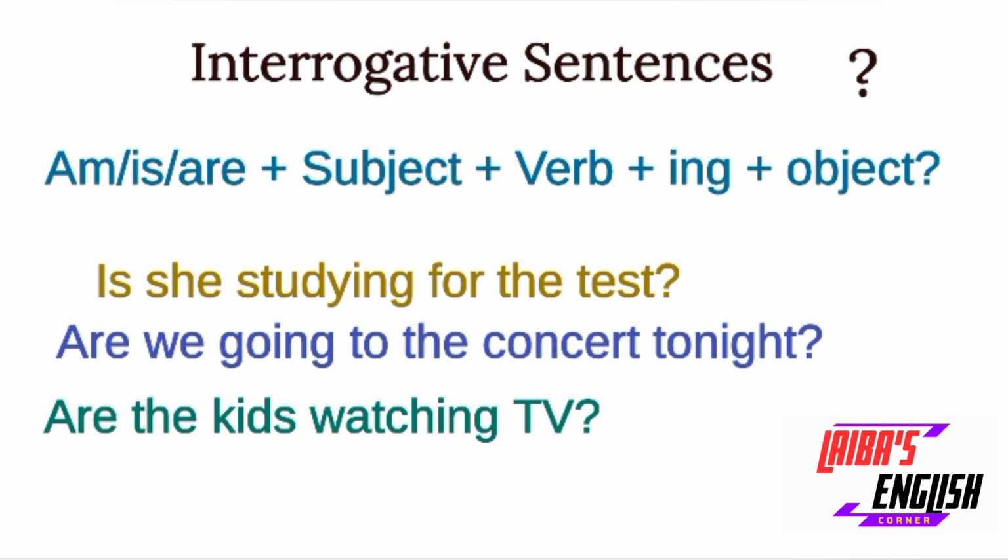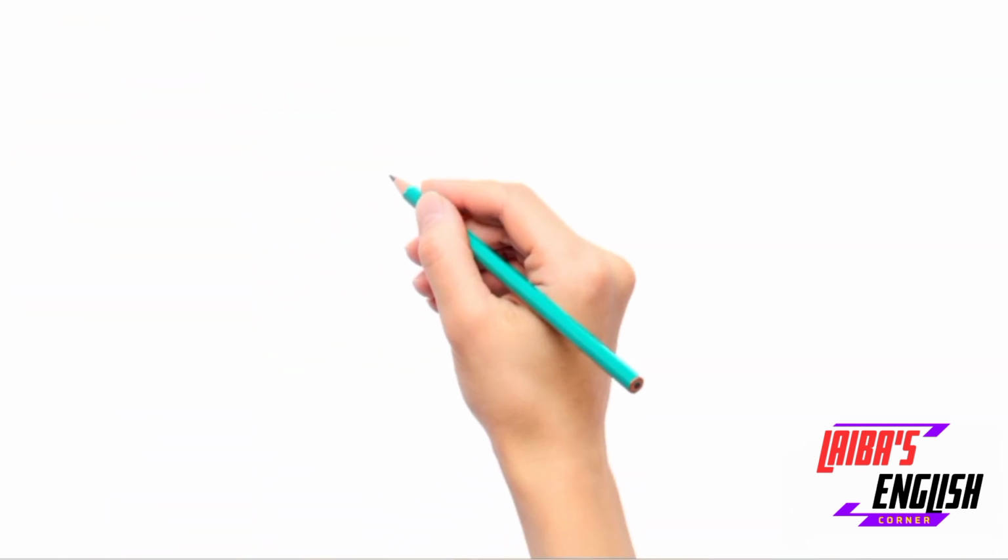Third example is, are the kids watching TV? The kids are watching TV is a simple sentence. Are the kids watching TV is an interrogative sentence in which we are asking a question. So this is how interrogative questions are formed. They are very easy. You just have to follow the structure.